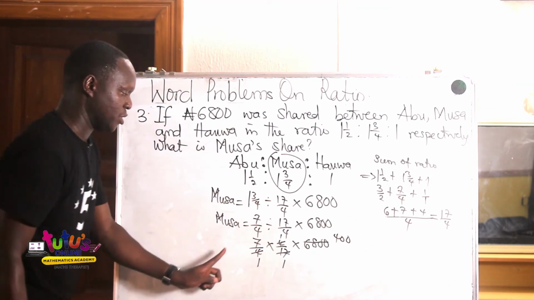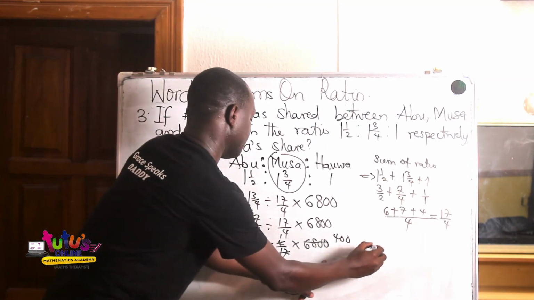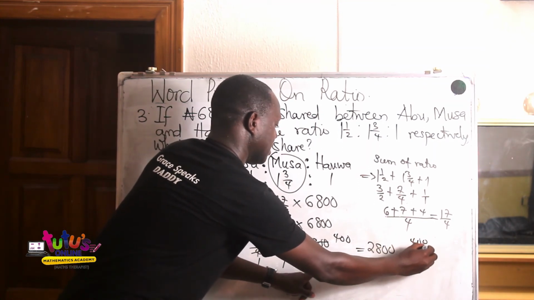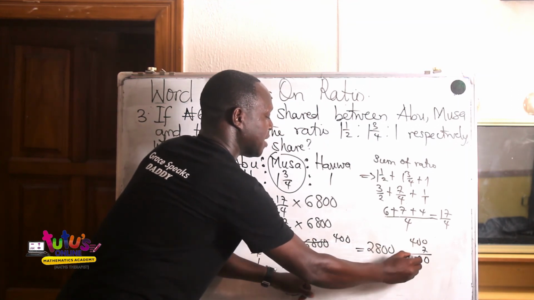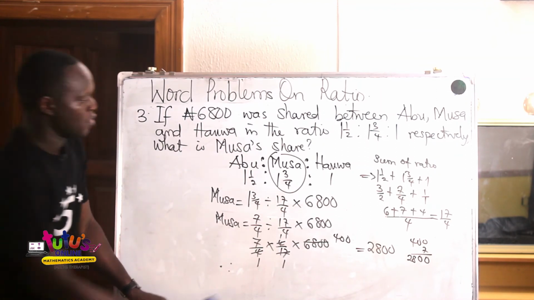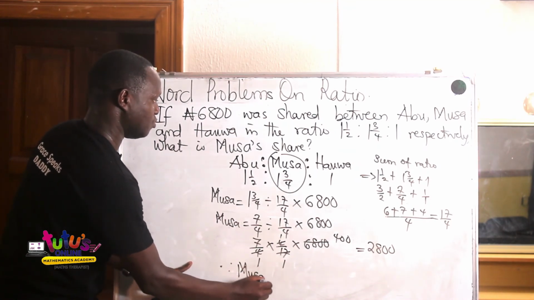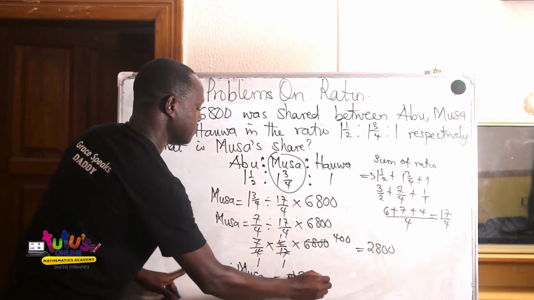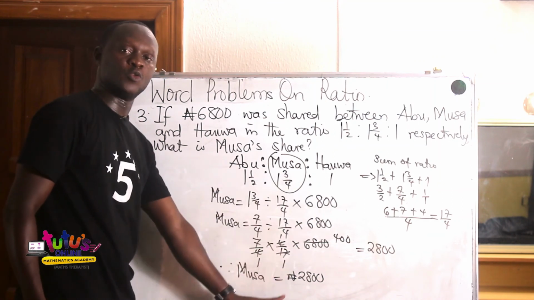So from here, we now multiply 7 times 400. That gives us 2,800. Let's quickly do that. 400 times 7. 7 times 0 is 0. 7 times 4 is 28. Therefore, Musa receives 2,800. We are asked to find Abu's share, we go over the same process. Asked to find Hawa's share, we go over the same process.